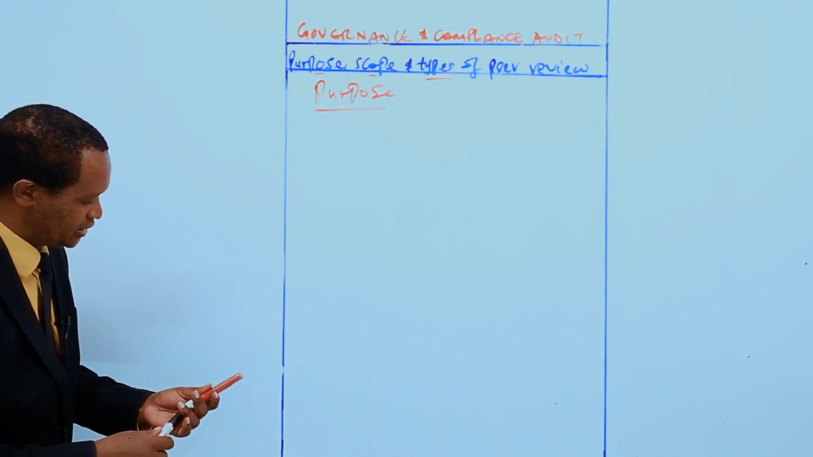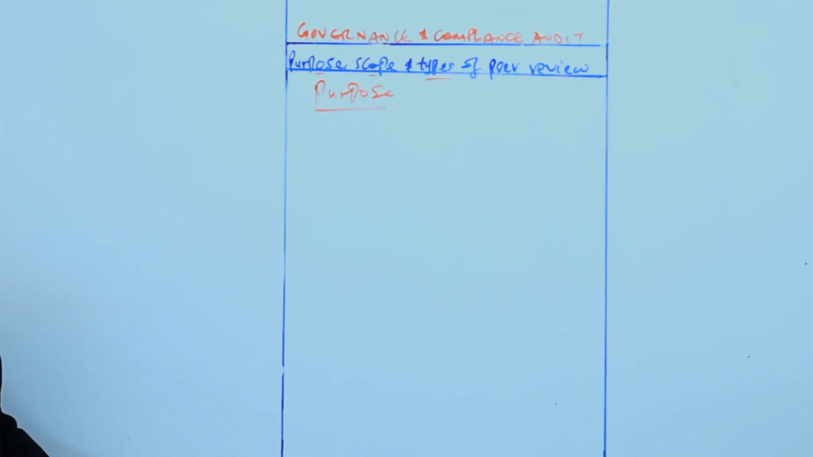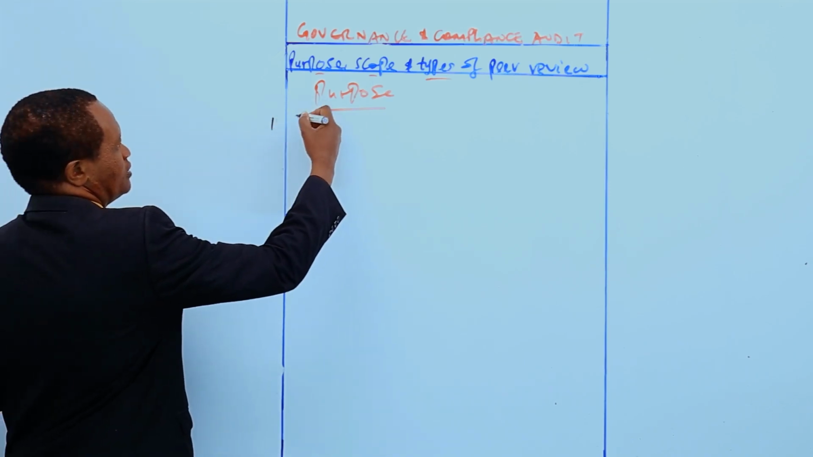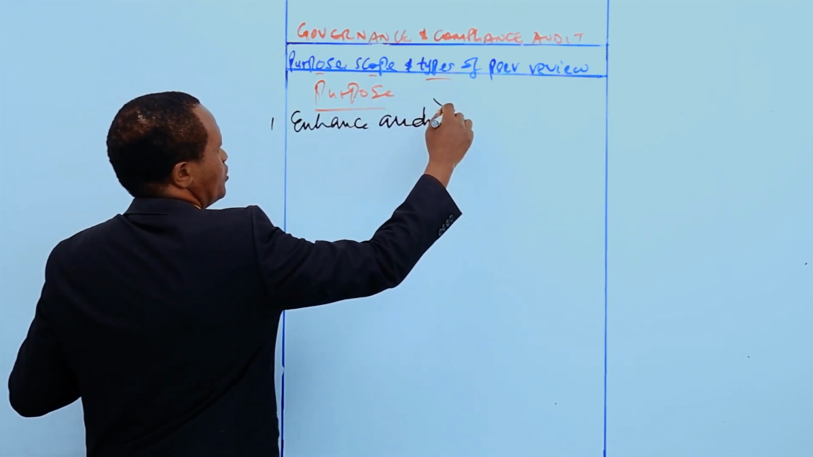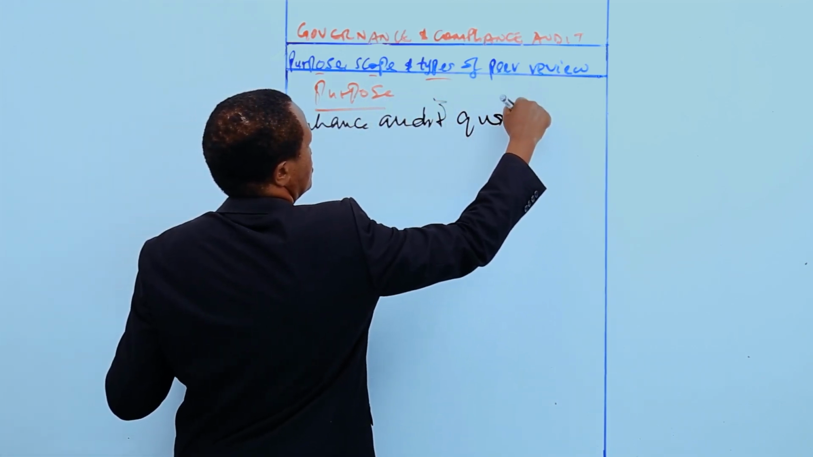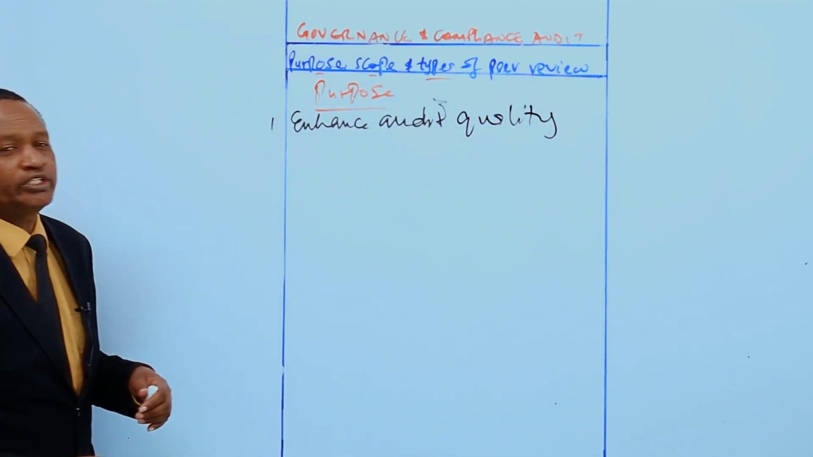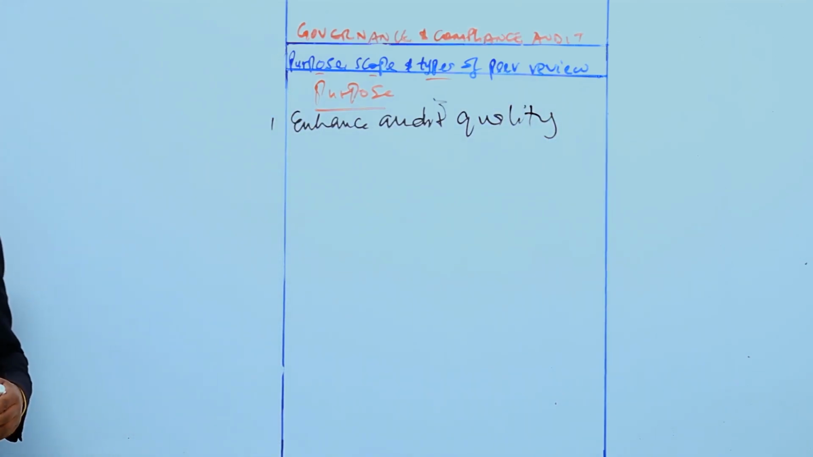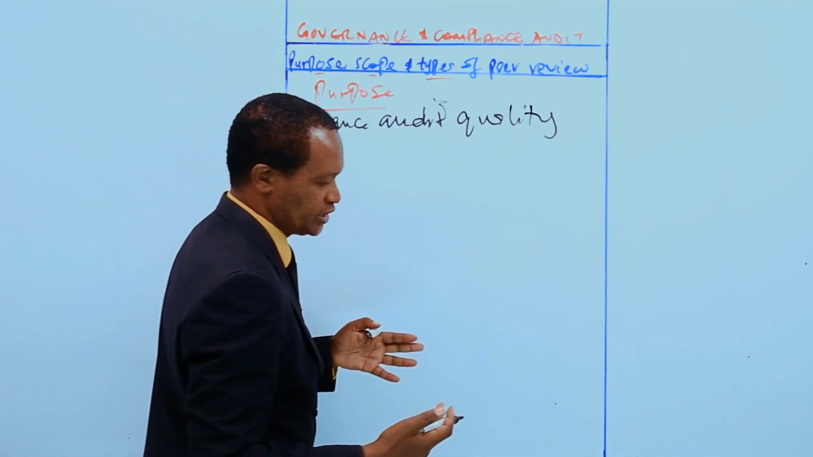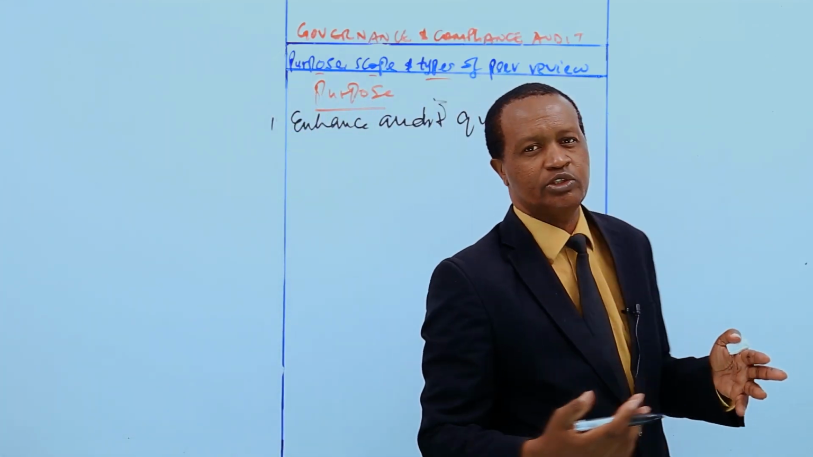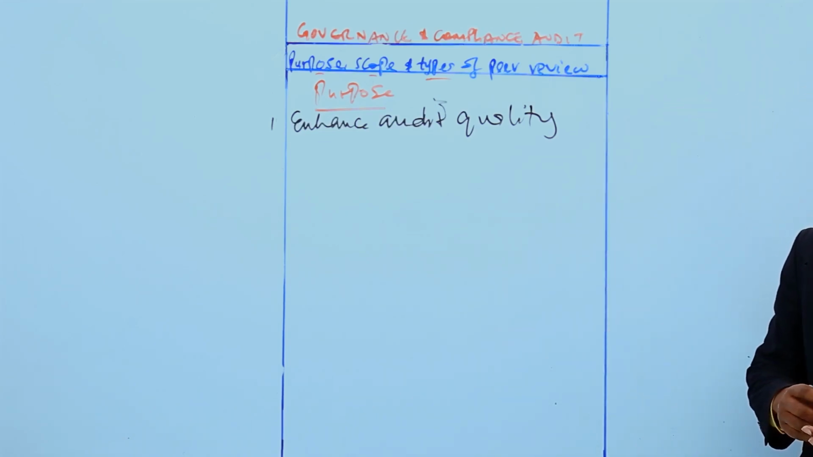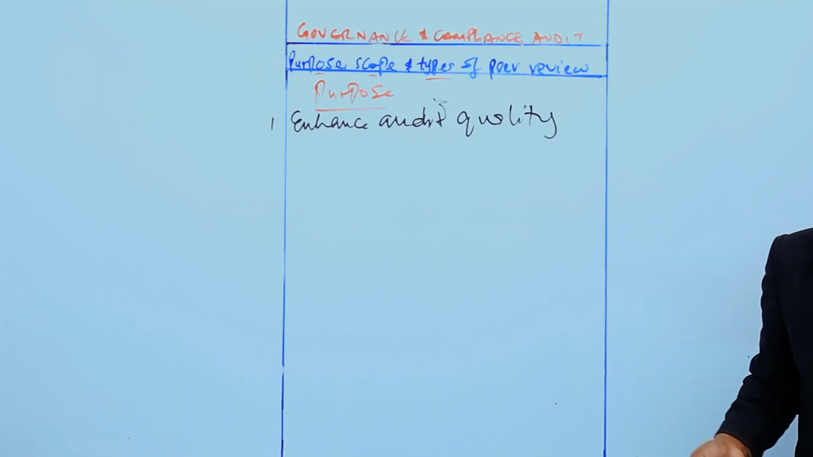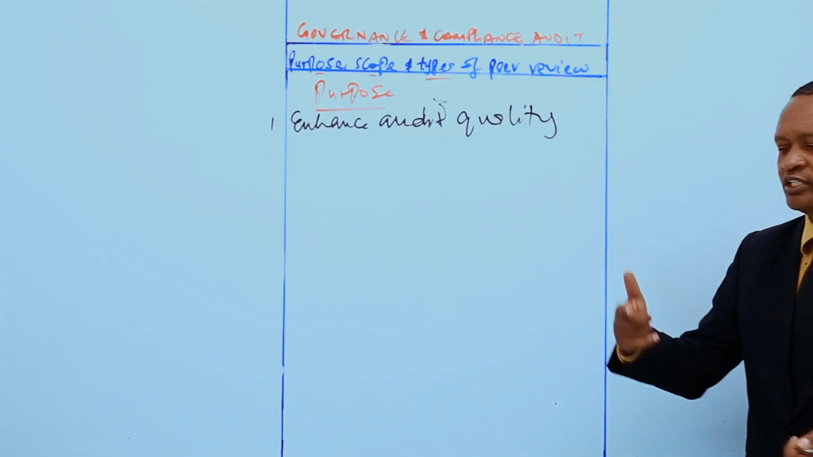So, what is the purpose of such peer reviews? 1 is to enhance audit quality. To enhance audit quality. The fundamental goal of peer reviews in the context of governance and compliance auditing is to ensure that governance and compliance audits are conducted in accordance with established professional standards, ethical guidelines, and relevant regulatory requirements.